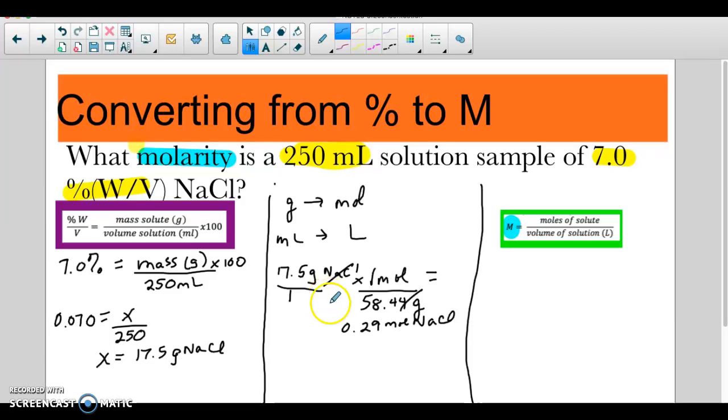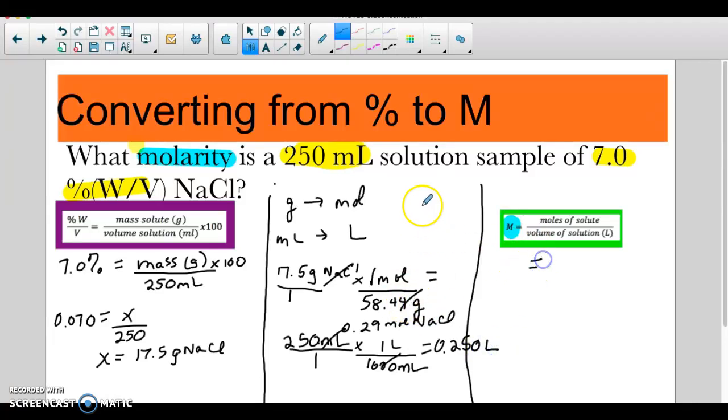And then my milliliters to liters, you can just move the decimal. I'm going to show you if you forget which way. We know there's 1,000 milliliters in a liter, so we're dividing, which moves it 3 to the left. So then I'm ready to just plug in. So I'm trying to go from percent weight volume to molarity. Now I'm going to plug in my answer right here, my 0.29 mole over my volume, my 0.250 liters.